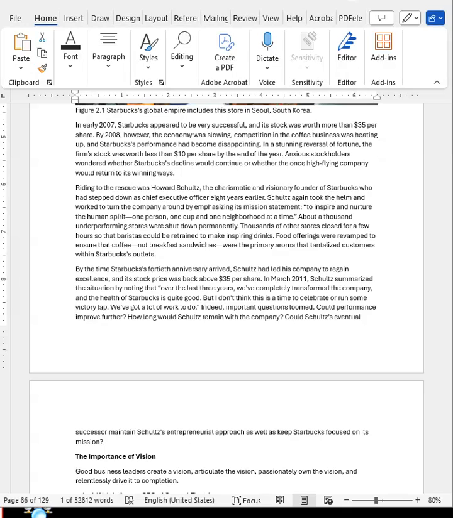About 1,000 underperforming stores were shut down permanently. Thousands of other stores closed for a few hours so that baristas could be retrained to make inspiring drinks. Food offerings were revamped to ensure that coffee, not breakfast sandwiches, was the primary aroma that tantalized customers within Starbucks' outlets. By the time Starbucks' 40th anniversary arrived, Schultz had led his company to regain excellence, and its stock price was back above $35 per share.